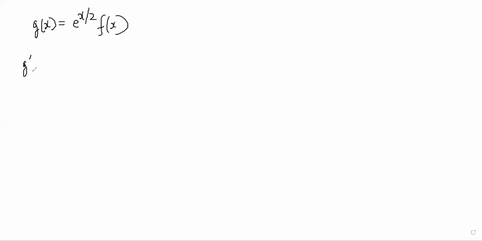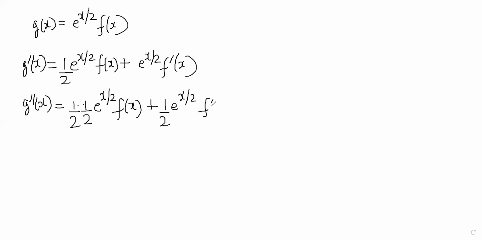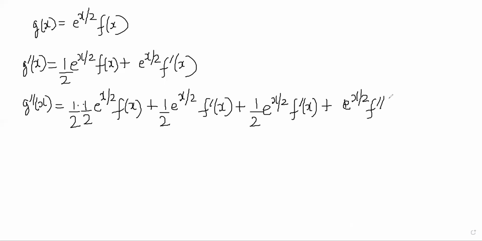So let's calculate g double dash x, starting with the single dash. It will be e^(x/2) into half f(x) plus e^(x/2) f dash x. Now the double derivative, let's do that also. Half into e^(x/2) f(x) plus half into e^(x/2) f dash x plus half into e^(x/2) f dash x plus e^(x/2) f double dash x.